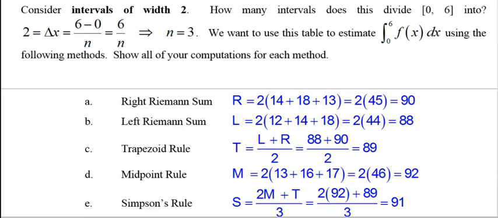So which one of these is the best estimate? Simpson's Rule is our best estimate. So 91 is going to be very close to the area for just about any function we could come up with that goes through those points in that table.